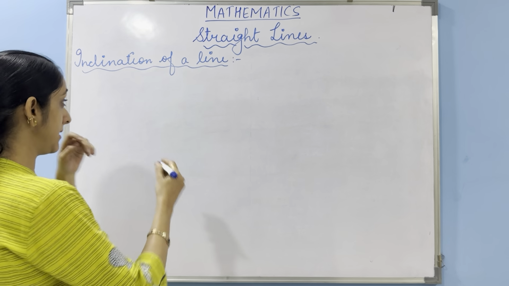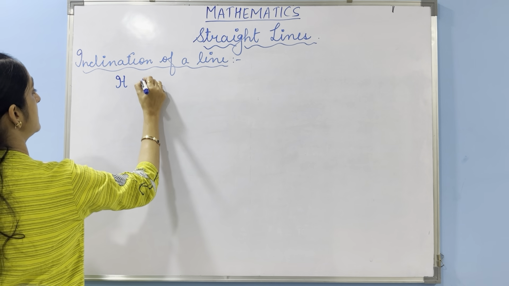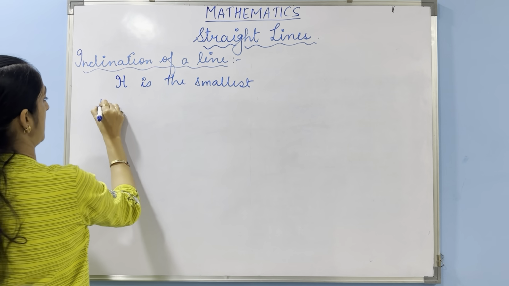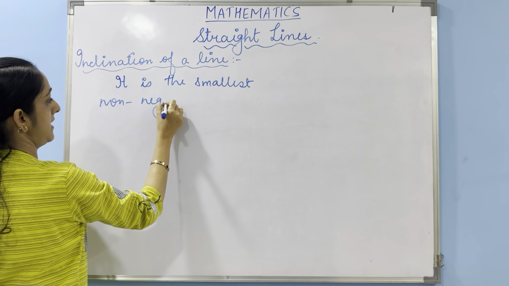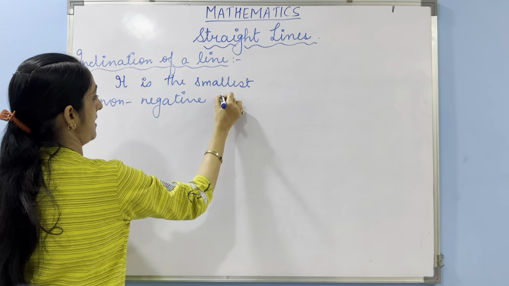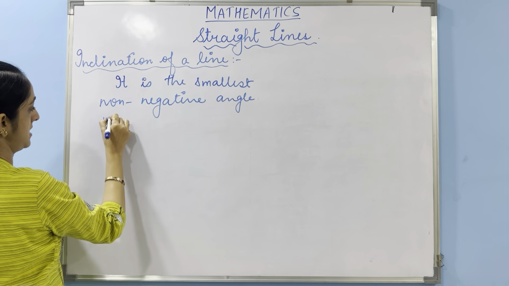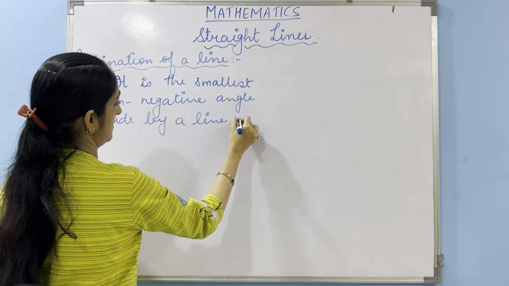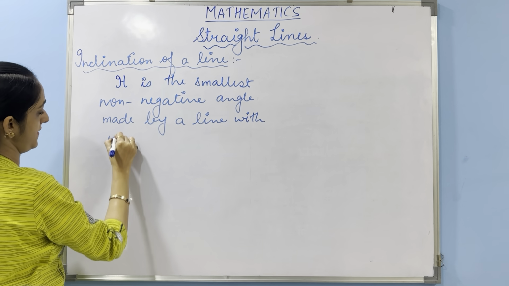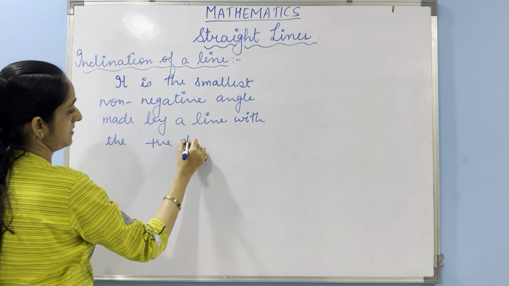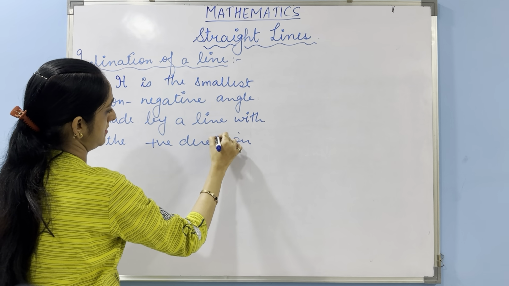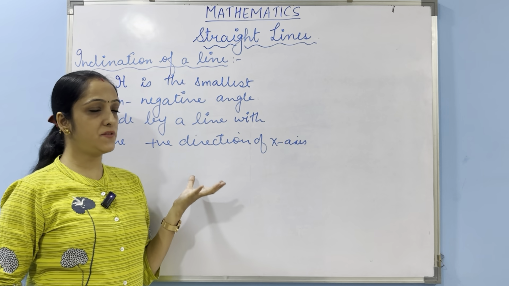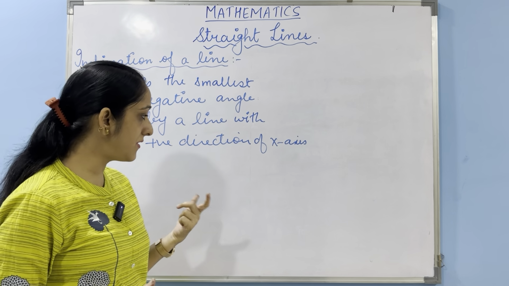So inclination is the smallest non-negative angle made by a line with the positive direction of x-axis. With the positive direction of x-axis. So this is the definition, but we will understand this definition with the help of one diagram.